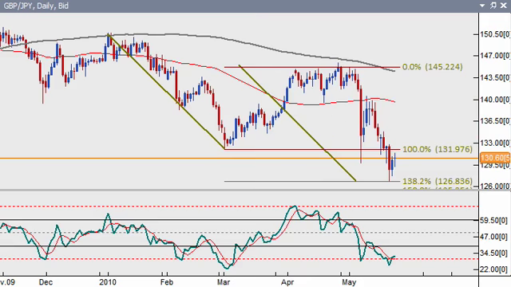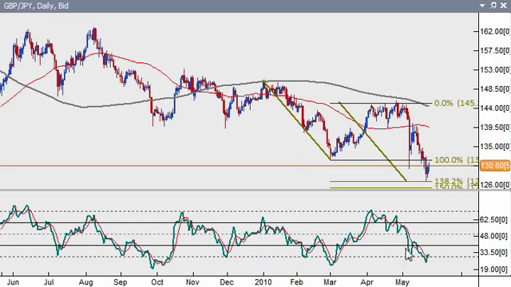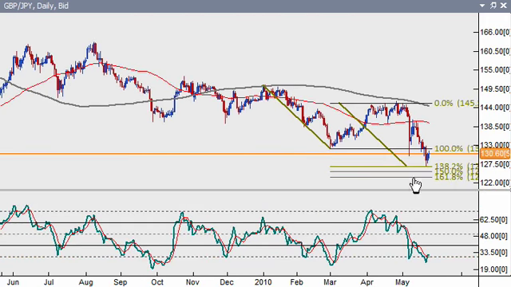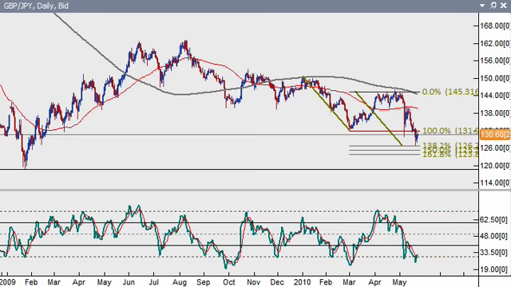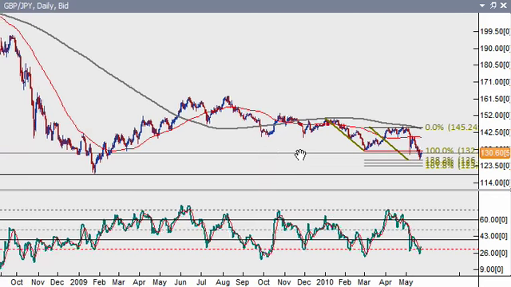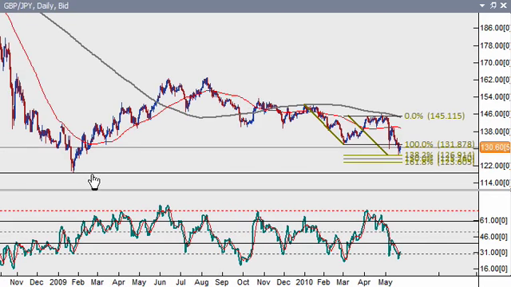Looking at the daily, however, we see that we may come down here to the 150% retracement, which is around 125, so that could be the next target. But ultimately, if the market continues lower, it could come down to test this previous low near the 118 level. So that could be the ultimate target.